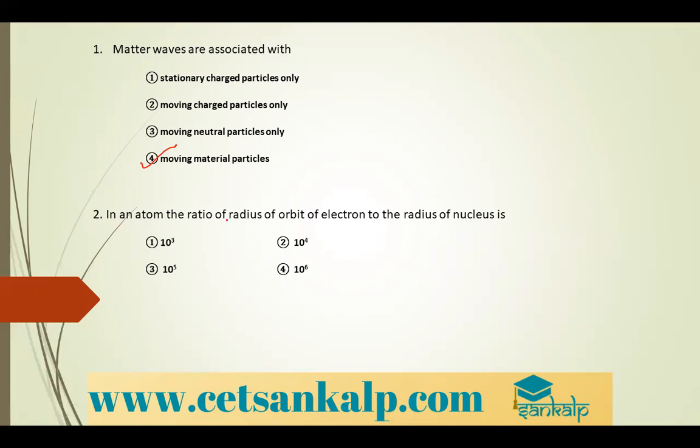In an atom, the ratio of the radius of the orbit of the electron to the radius of the nucleus is. So you should know the radius of the orbit of the electron: it is 10 to the power minus 10 meter. For the nucleus it is 10 to the power minus 15. They are asking the ratio, so 10 to the power minus 10 divided by 10 to the power minus 15. So 10 to the power minus 10 plus 15, it is 10 to the power 5. So option 3.